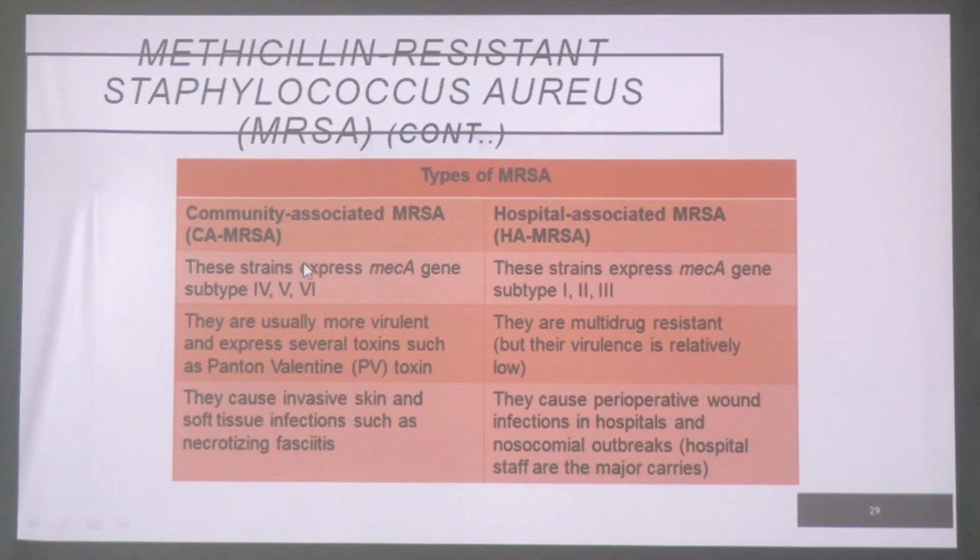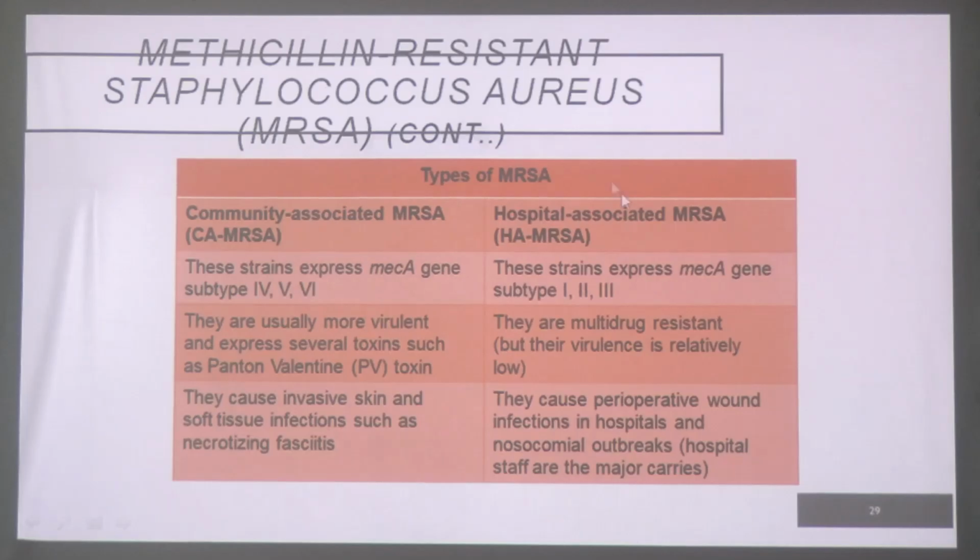Okay, in the beginning I told you about two kinds of MRSAs. One is community associated and the other hospital associated. Where can you see community associated? I had told you necrotizing fasciitis. What is exhibited? Panton-Valentine toxin. Which mecA gene subtype is shown by this? 4, 5 and 6. In hospital MRSA, there is more drug resistance.